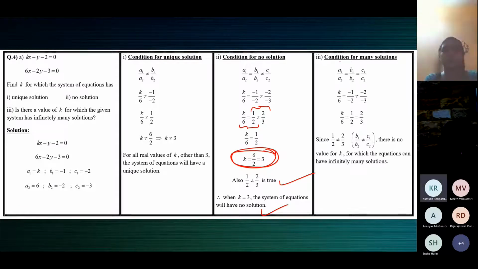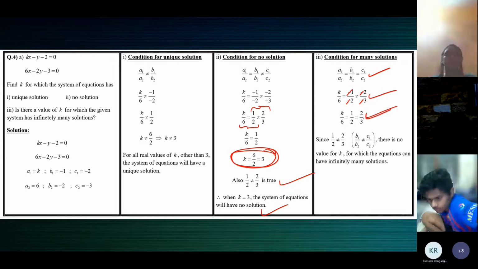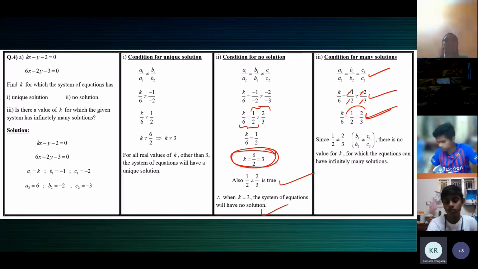Then is there a value of k for many solutions? Condition for many solutions: substitute the values. On cancelling the minus sign, you get this. Now, it's very clear that half is equal to 2 by 3 is false.